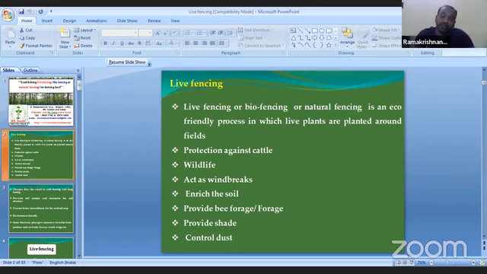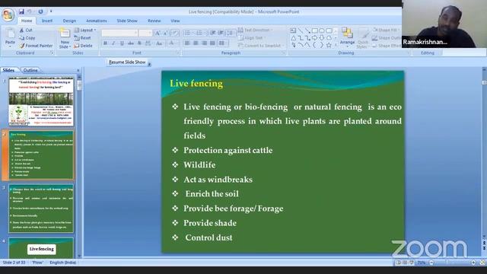Second thing, it acts as a windbreak. Suppose we make barbed wire or any other mechanical fencing, it is only up to 6 feet height. That's all. But here it comes to sky level. Suppose we go for the Melia plantation, within 2 years it comes to 32 feet height. How can mechanical fencing prevent wind? Suppose barbed wire or live fencing, how can they protect from wind damage?